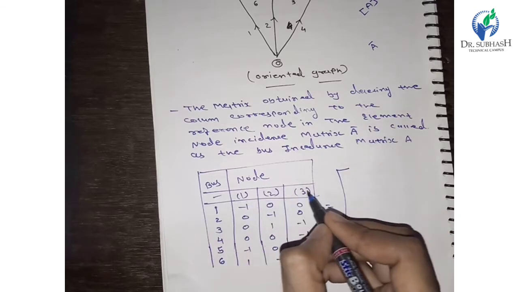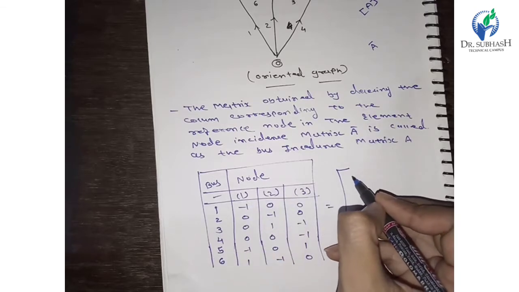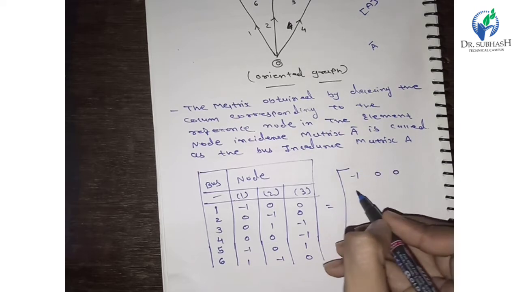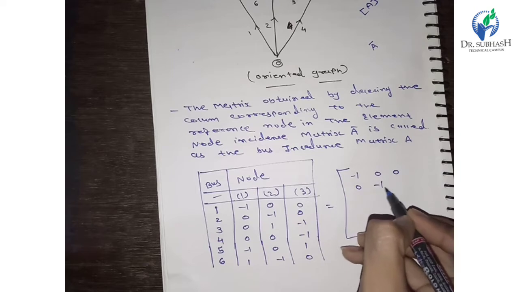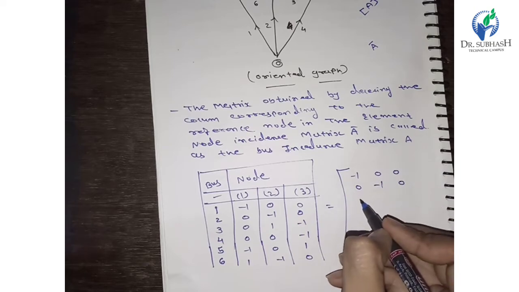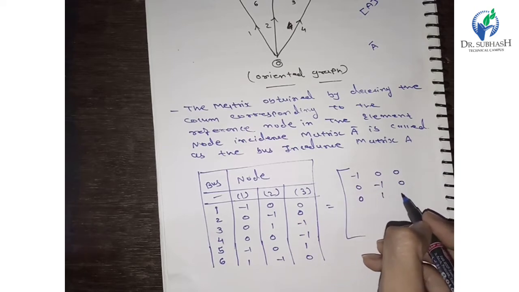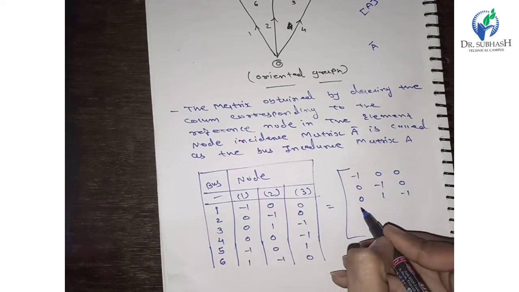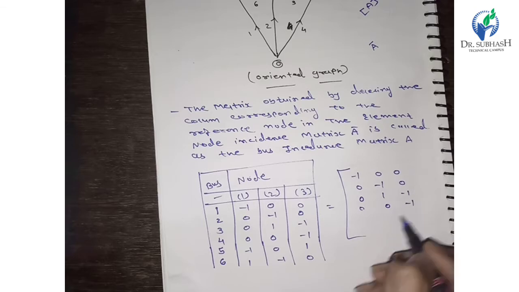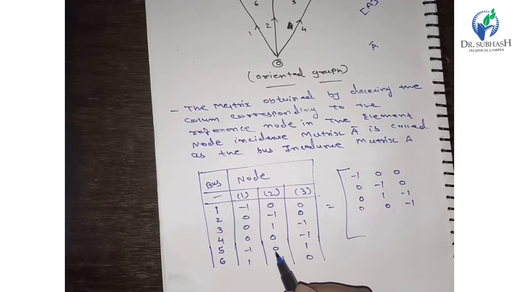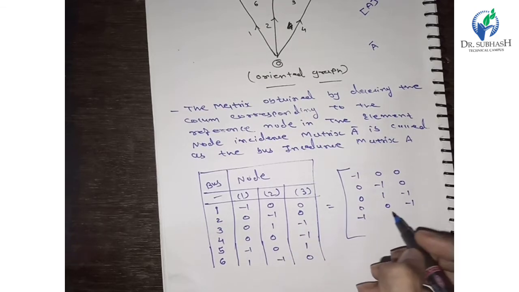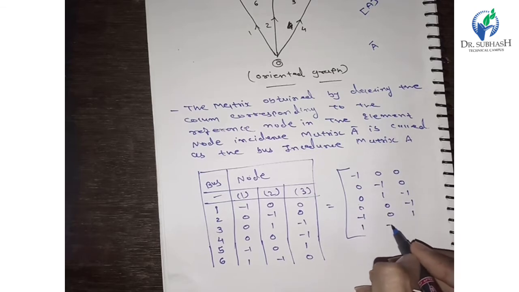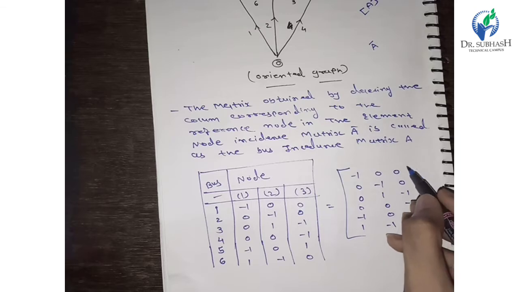Node number 1, 2 and 3 output is -1, 0 and 0. Then 0, -1, 0. 0, 1, -1. 0, 0, -1. -1, 0, 1. The sixth is 1, -1 and 0.